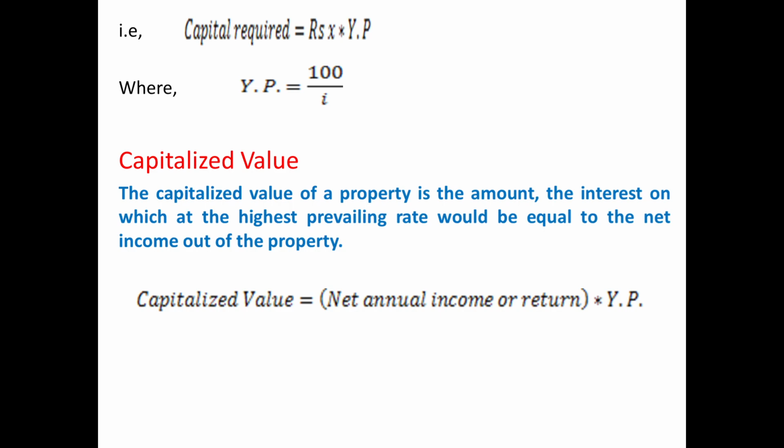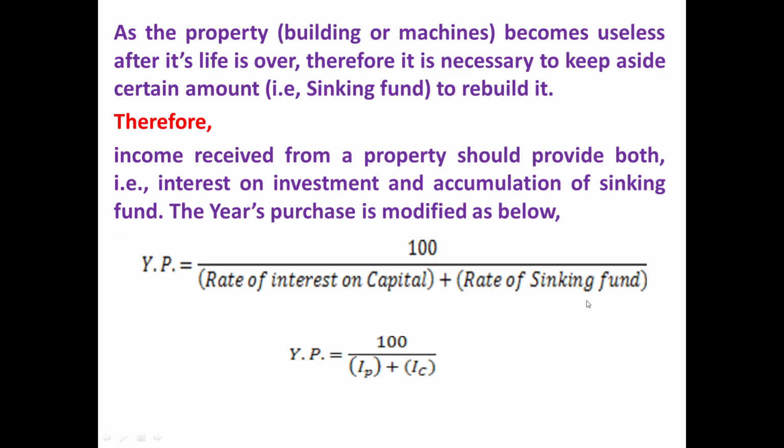The capitalized value of a property is the amount, the interest on which at the highest prevailing rate will be equal to the net income out of the property. So here capitalized value we can write as net annual income or return multiplied by years purchase. So it may be annual income or rent received from the property. So we can find out value of the property, or that is capitalized value, that is equal to net annual income multiplied by years purchase.